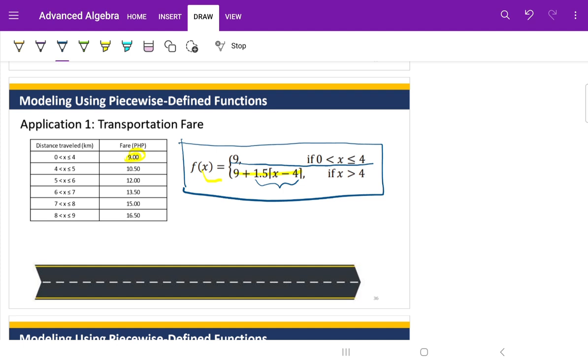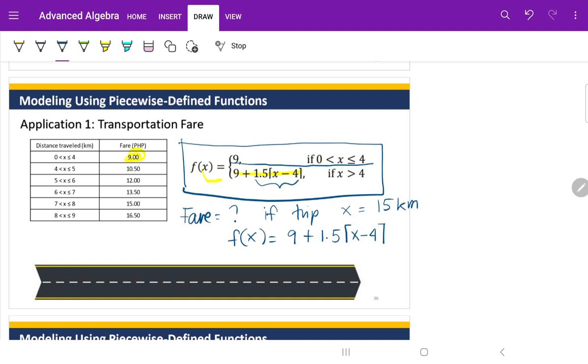So using this piecewise defined function, let us now calculate our fare. What is our fare if the trip is 15 kilometers? We know that 15 kilometers is greater than 4. Therefore, for the value of f of x, we will use the second one, which is 9 plus 1.5 times the ceiling of x minus 4.